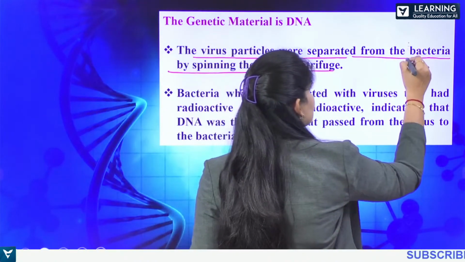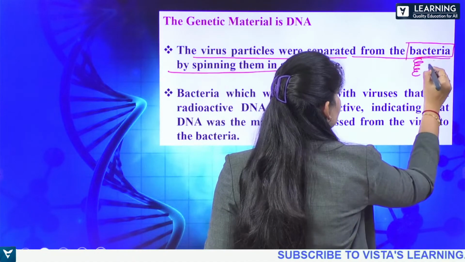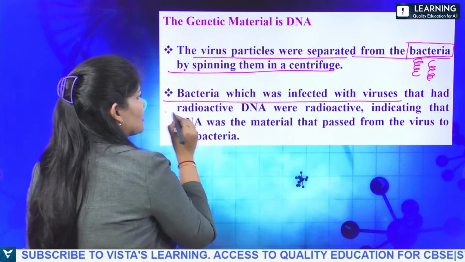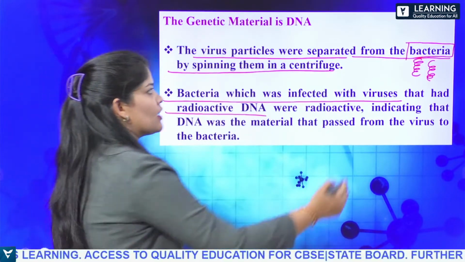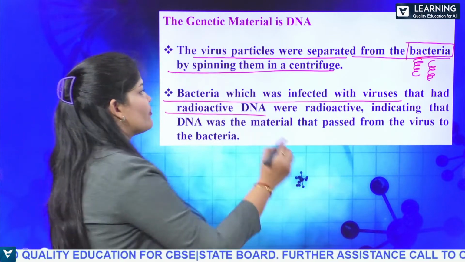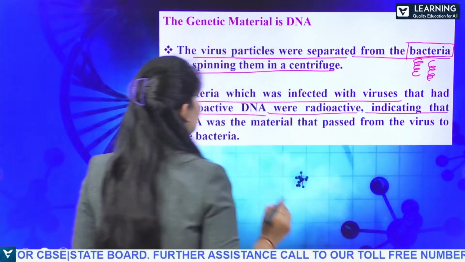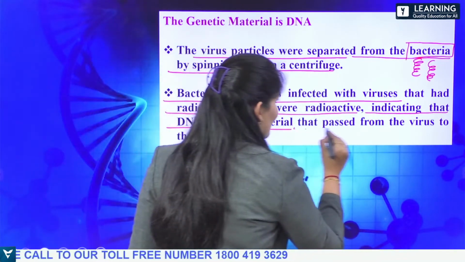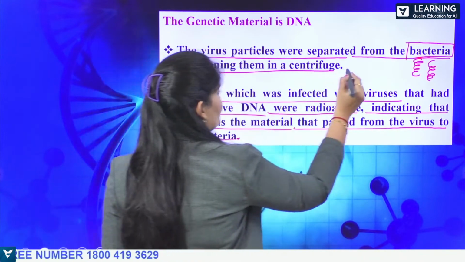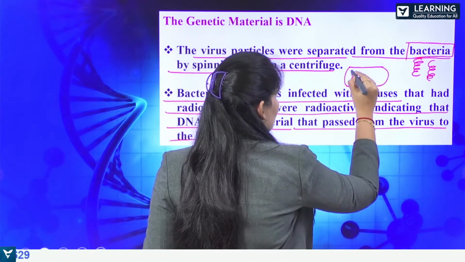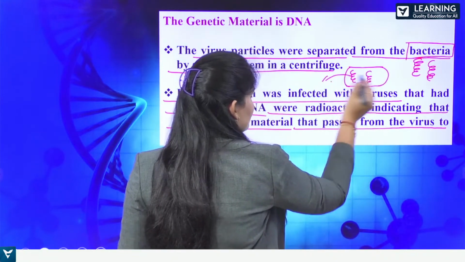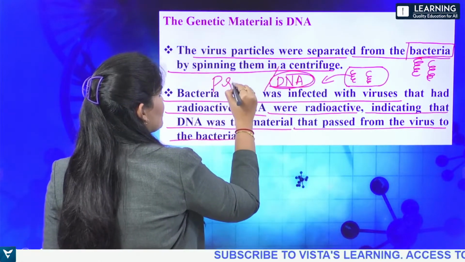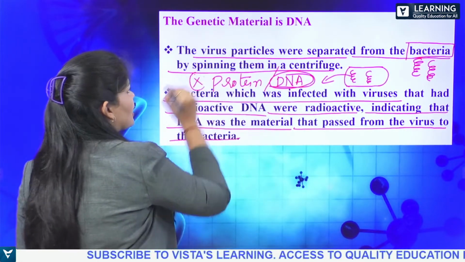So inside the bacterial cell, what is present? That is genetic material. That is important for us. Bacteria which were infected with the virus that had radioactive DNA were radioactive, indicating that DNA was the genetic material which passes from the virus inside the bacterium. Genetic material is DNA but not protein. This is the conclusion of this experiment.